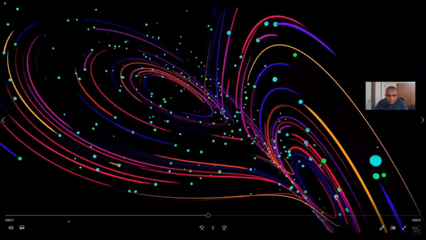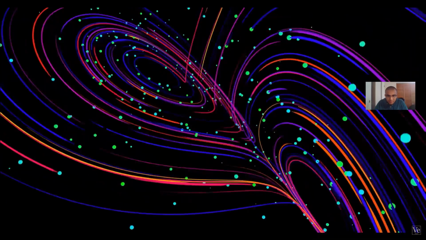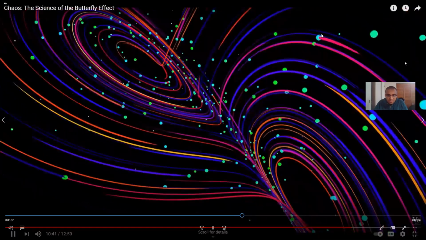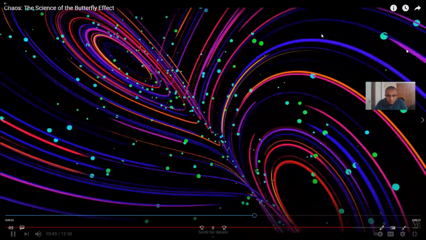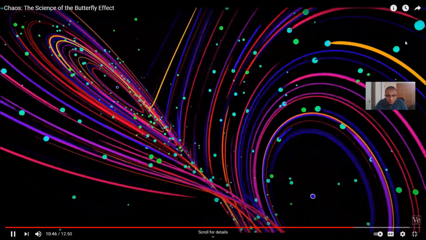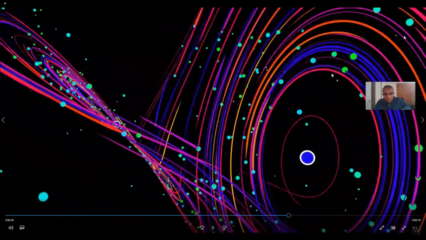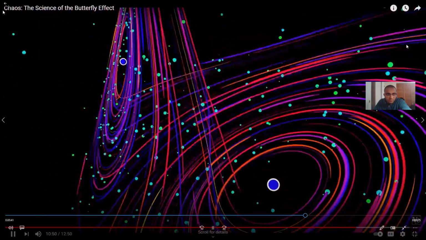Now remember, all the paths traced out here never cross, and they never connect to form a loop. If they did, then they would continue on that loop forever, and the behavior would be periodic and predictable. So each path here is actually an infinite curve.